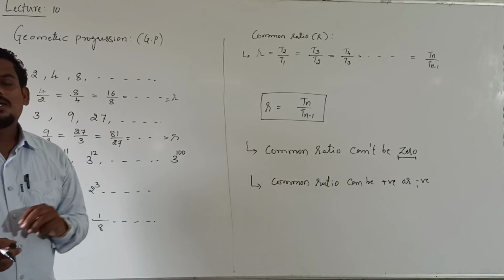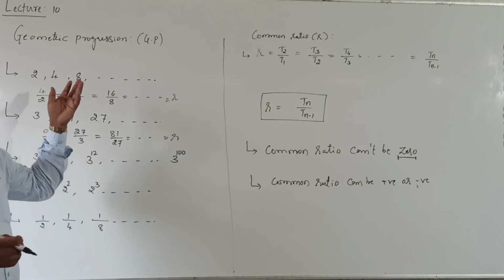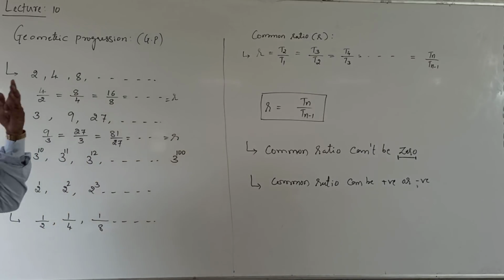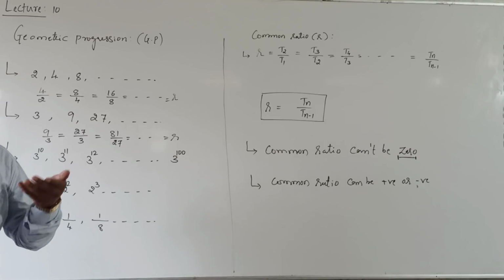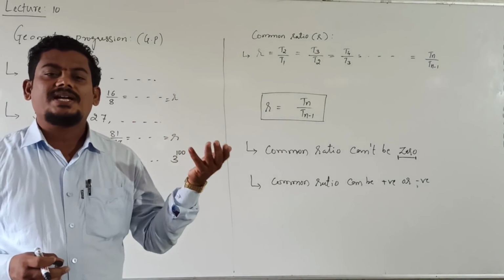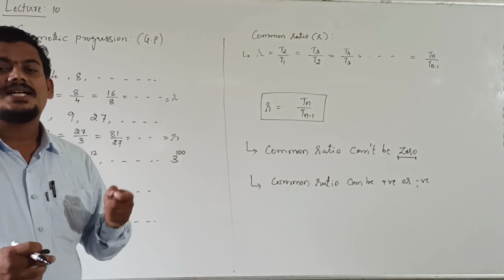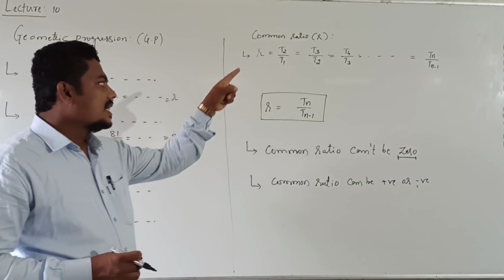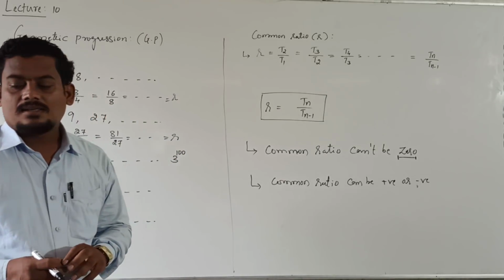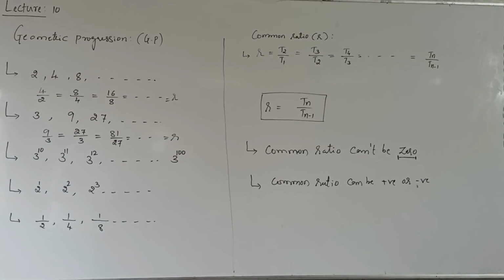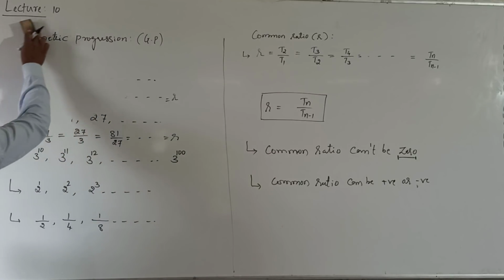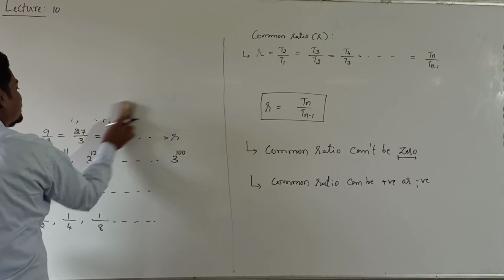This is about common ratio. These are examples for geometric progression. Geometric progression is a sequence in which the ratio between a term and its previous term is always constant, and this constant is known as the common ratio and is denoted with small r. Next, standard form of the GP, or simply standard GP.